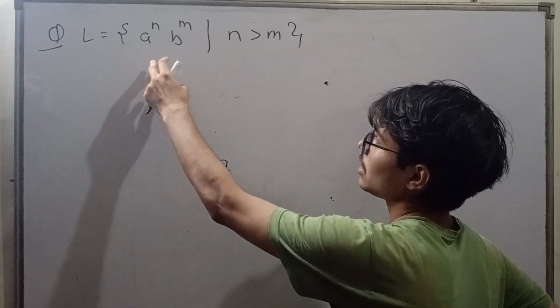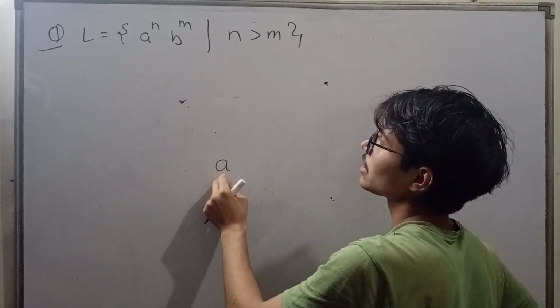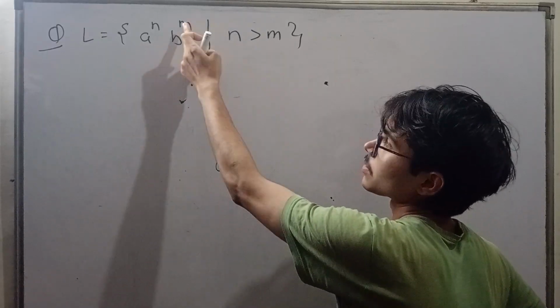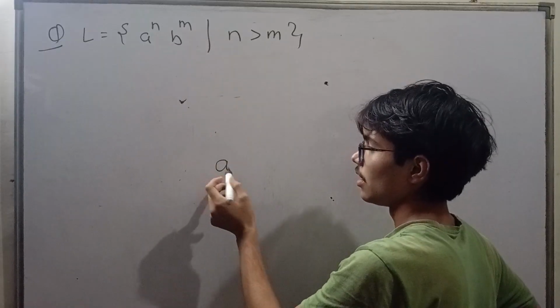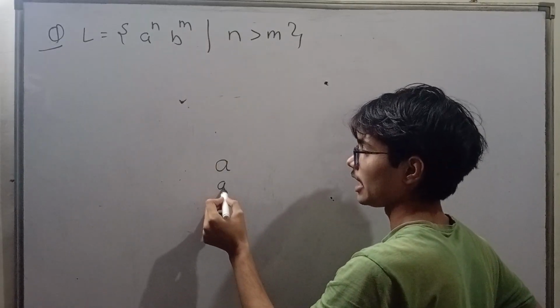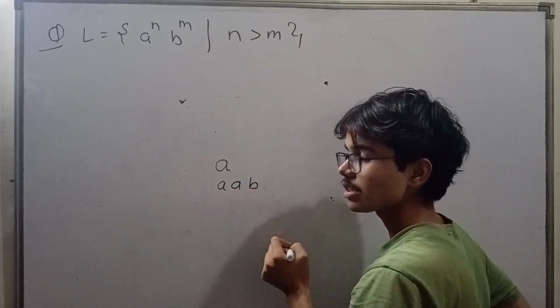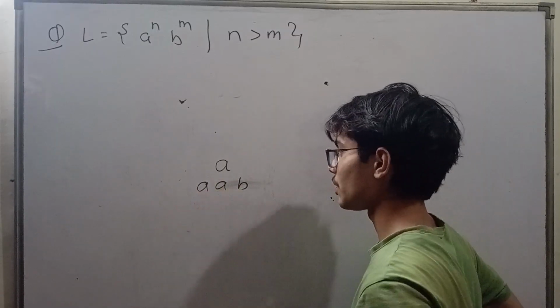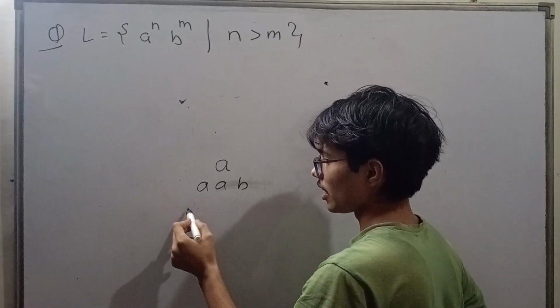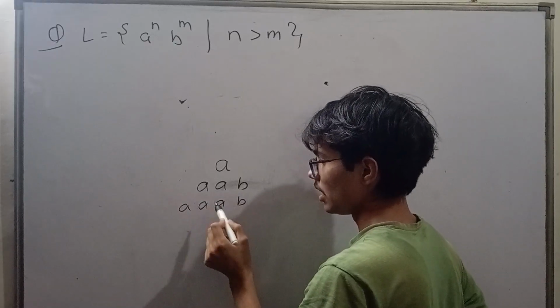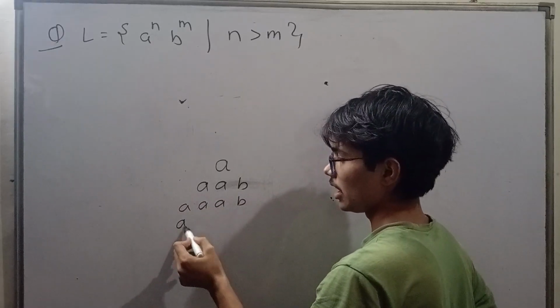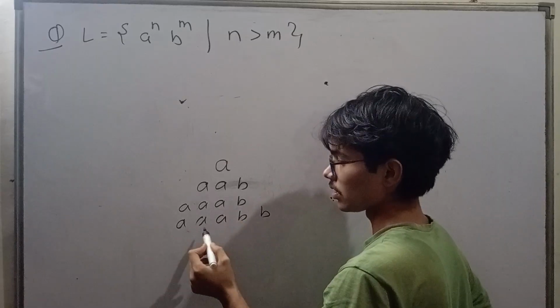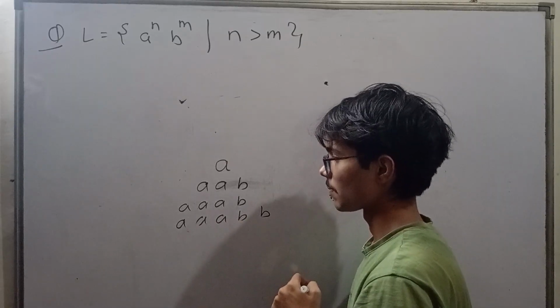Okay, so this can be generated, yes, because n is greater than m. Let's go to 0, then this will become epsilon. Okay, so you can write AAB, yes. Or you can write AAAB, yes, or you can write AAABB also, because here n is still greater.